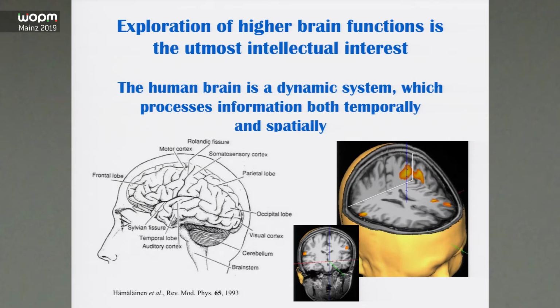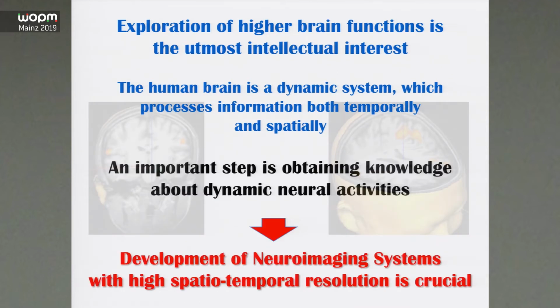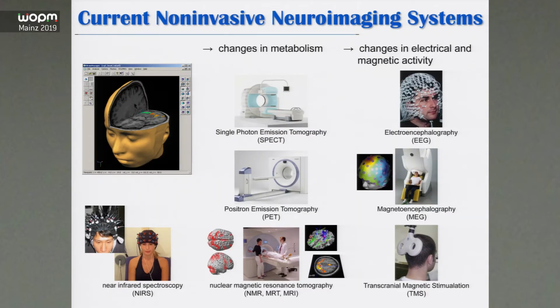I think most of you are not familiar with brain or neuroscience, so I'll explain a little bit about what the brain is and what neuroimaging is. Human higher brain functions are performed in our brain. The brain is the center of our central nervous system, and the human brain is a dynamic system which processes information both temporally and spatially. So an important step to obtain knowledge about dynamic neural activities is the development of neuroimaging systems with high spatial and temporal resolution. Shown here are current non-invasive neuroimaging systems.